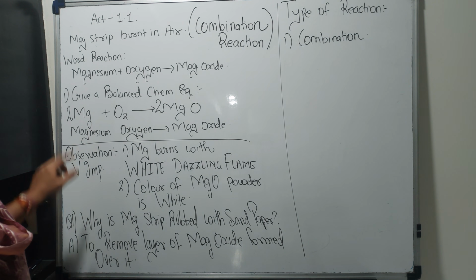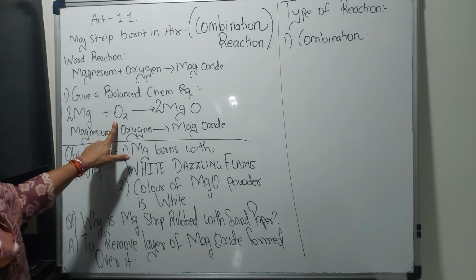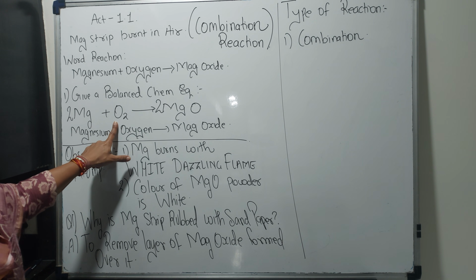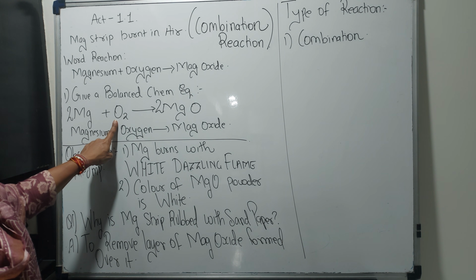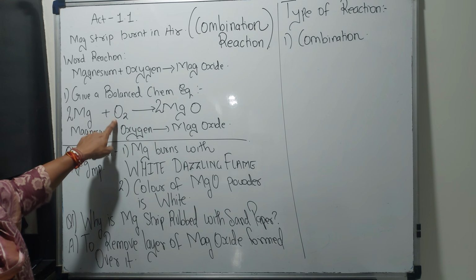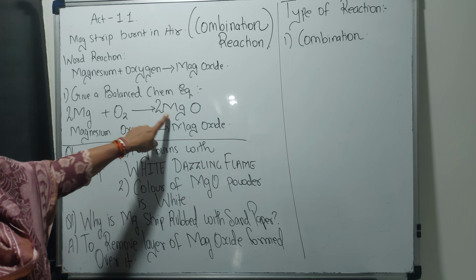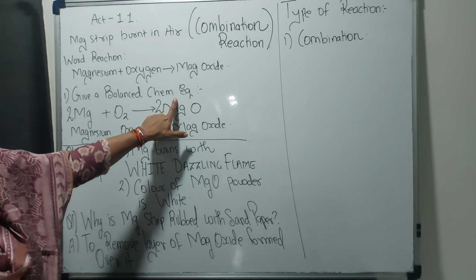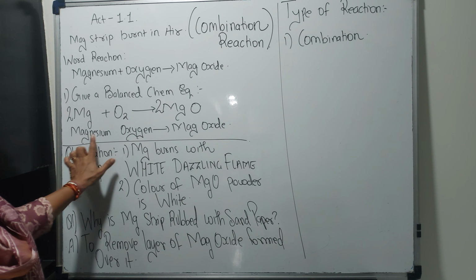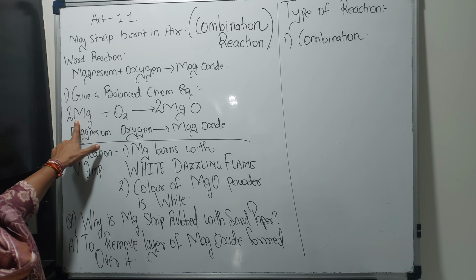When you are asked to write a balanced chemical equation, you will react magnesium with oxygen. Why oxygen? Because whenever it is stated that anything burns in air, we need to react it with O2, the diatomic form of oxygen. The compound formed as a result of this is magnesium oxide. We have balanced the chemical reaction. See, whenever a balanced equation is asked, it is very important to mention the name of reactants, name of product, and finally balance the number of atoms of each element on both the sides.